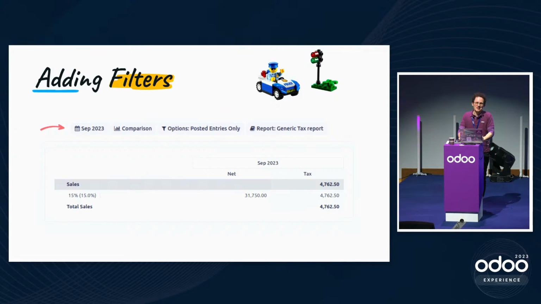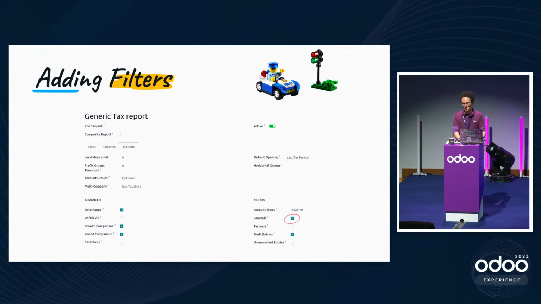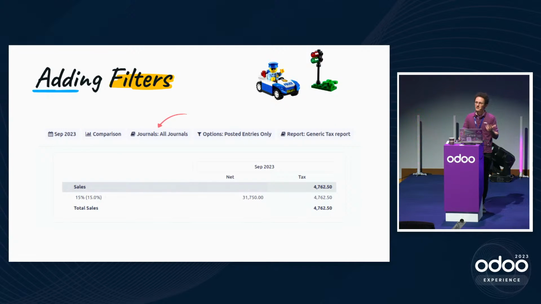How do you configure that? Simply on the form view of the report, again, under the Options tab there are a lot of options that you can enable, and there is one for the journals here. So it's just a checkbox to tick, and just doing that will display the filter on the report. Basically, you can do that with all the filters that are available on some reports in standard in Odoo.